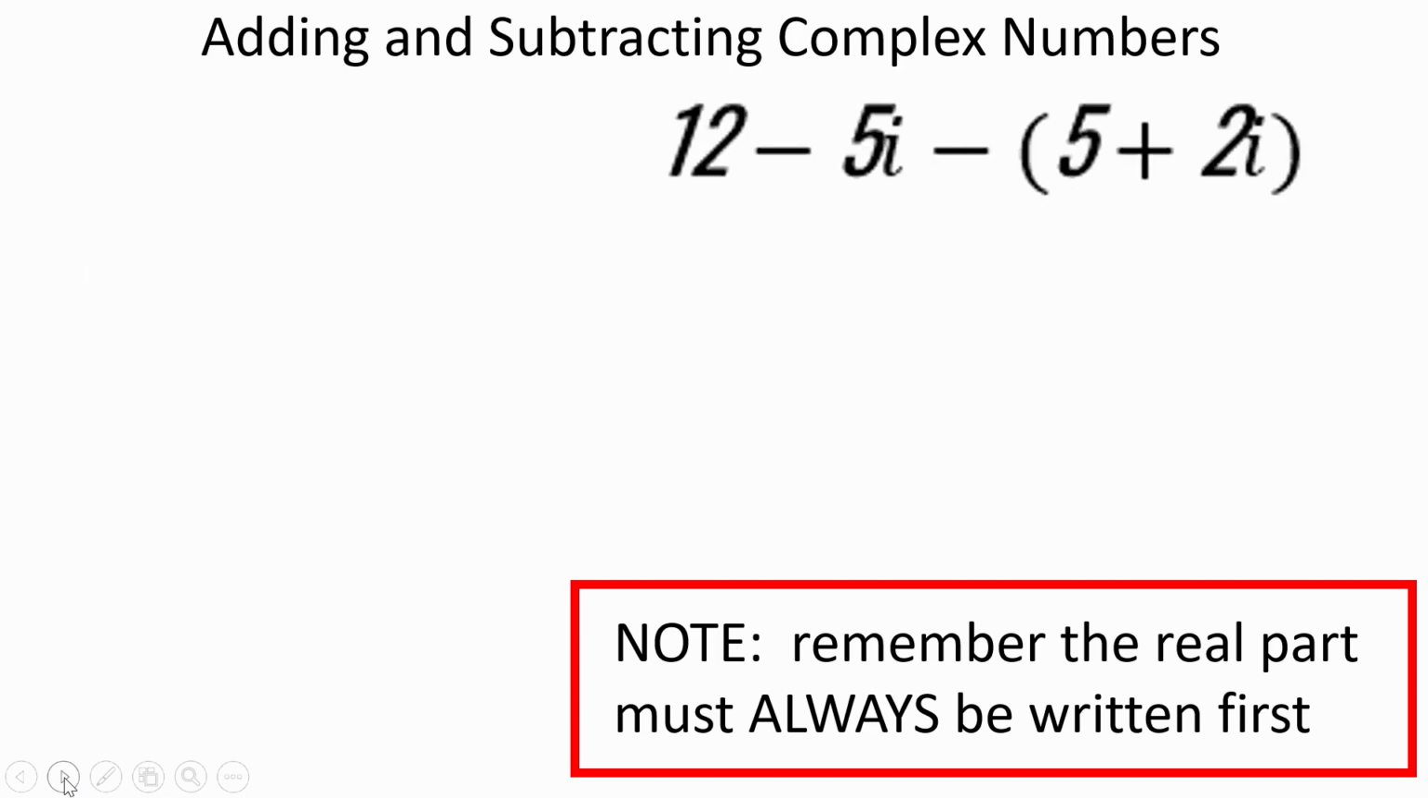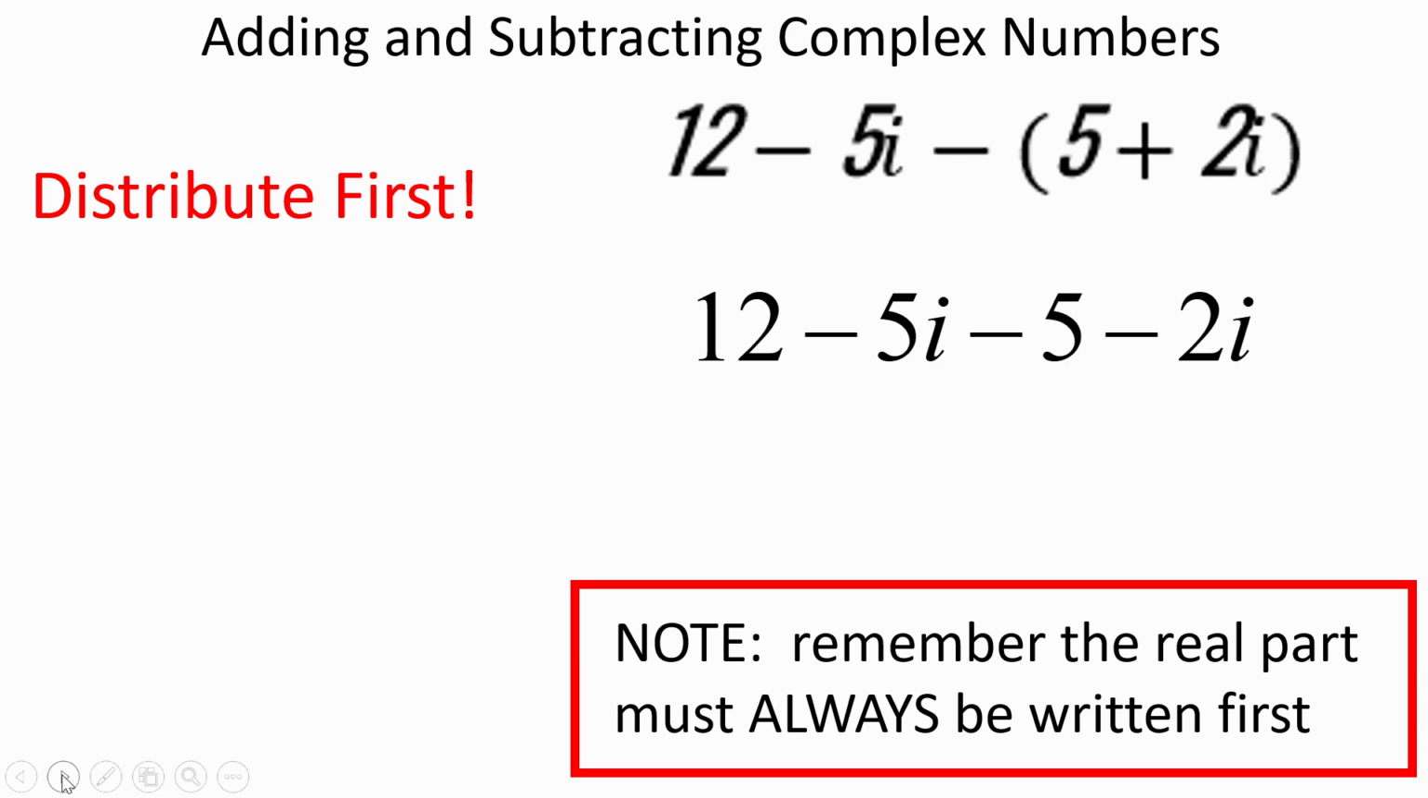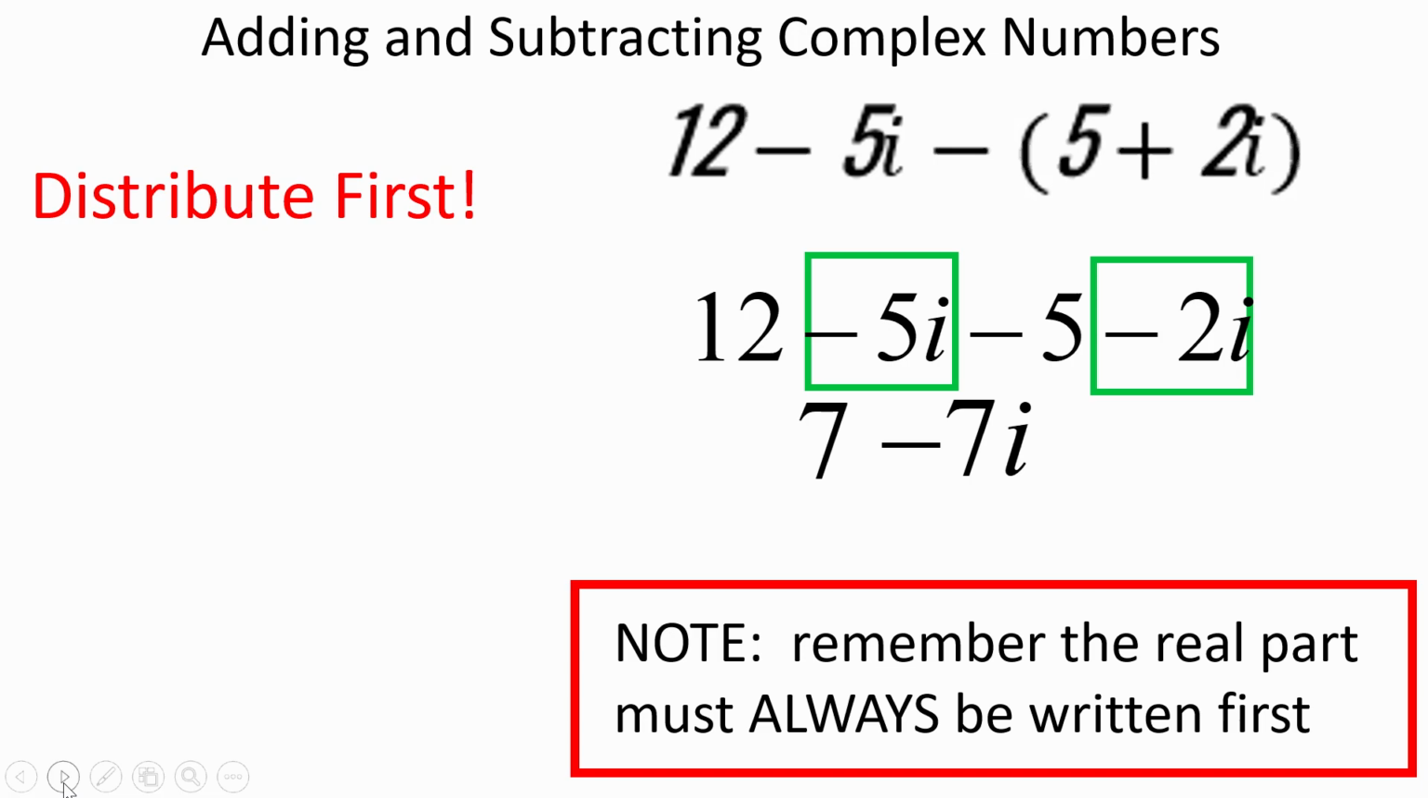All right, on this one here, if you remember, there is really a 1 in front of this parentheses. So the first thing you're going to have to do is distribute that negative or negative 1. So I'll get 12 minus 5i minus 5 minus 2i. Now I can combine my like terms. 12 minus 5 is 7. Negative 5i minus 2i is negative 7i. And I'm in the correct form, the real minus the imaginary part, so this would be done.